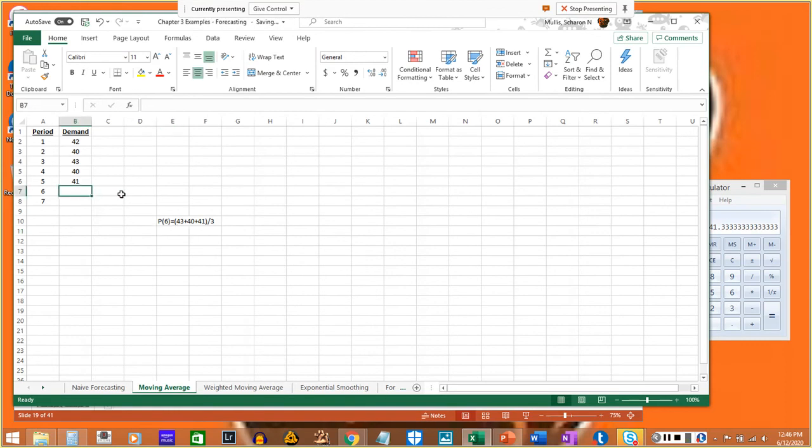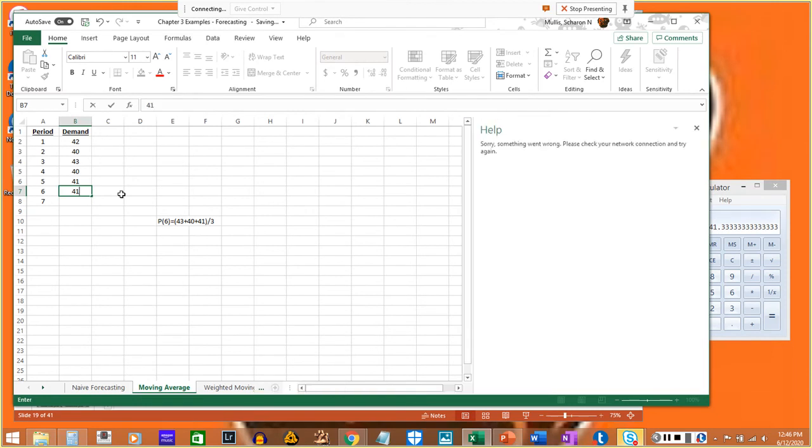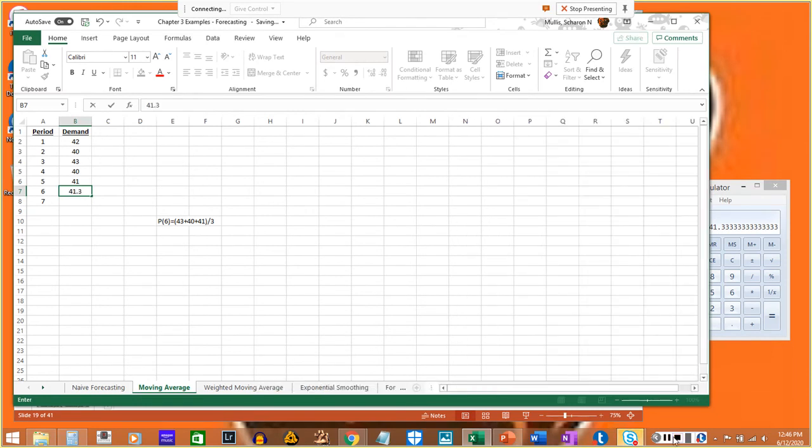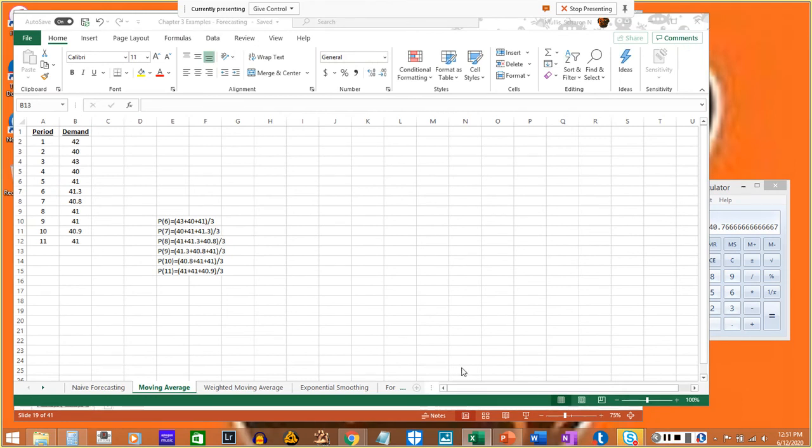So the moving average for period 6 would be 41.3. We don't need to put all those 3's after that. So as you can see, the moving average is pretty simple. Once you get into a rhythm, you're just pretty much taking the last 3 periods, the values or the demand for the last 3 periods, adding those up, and then dividing by 3.